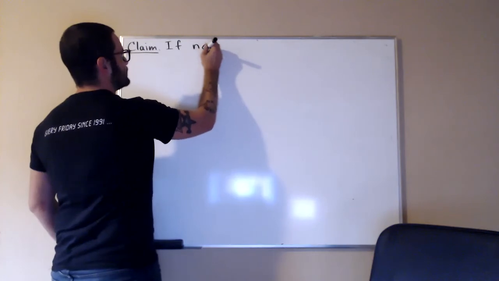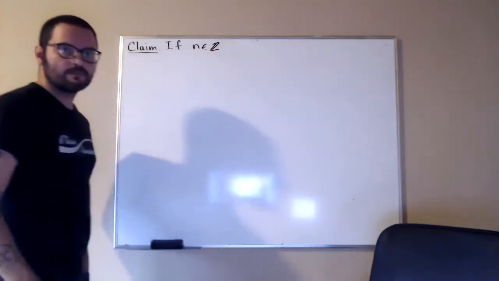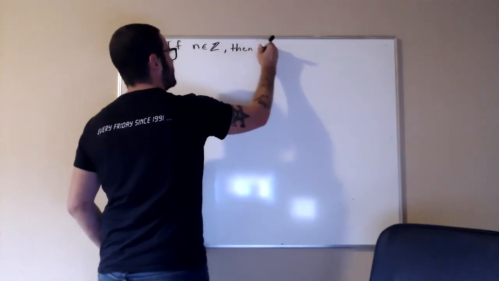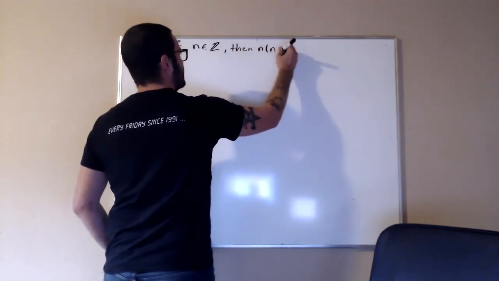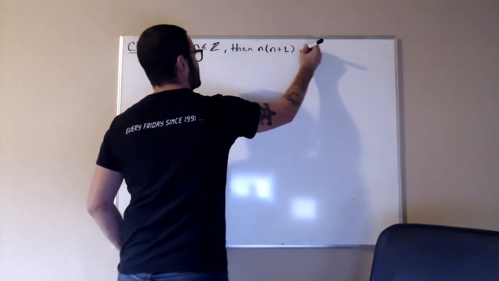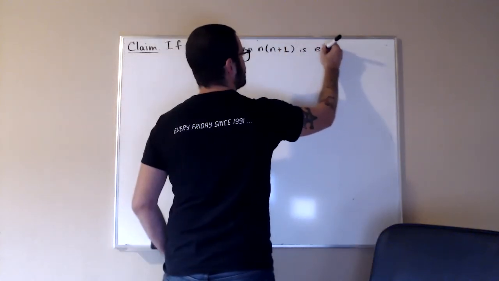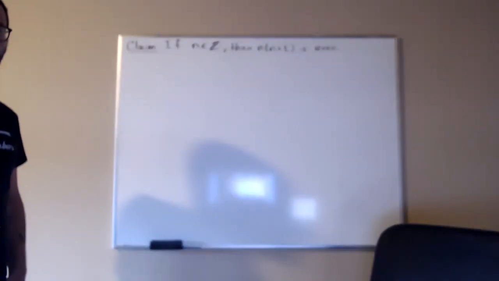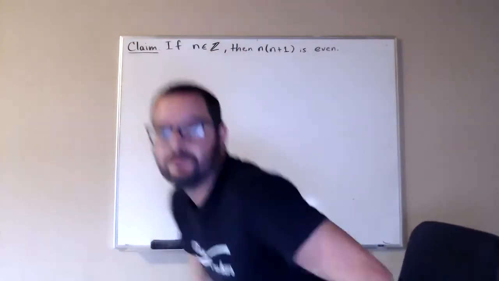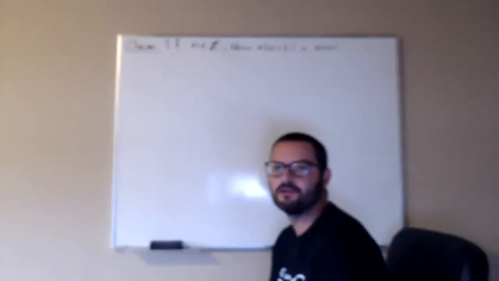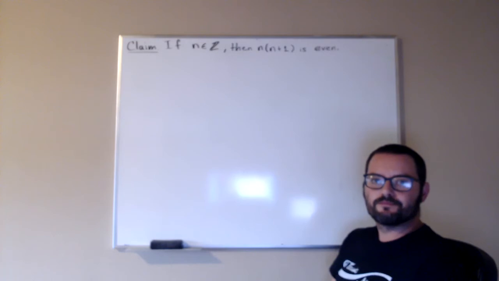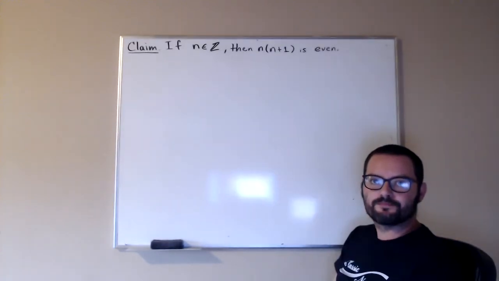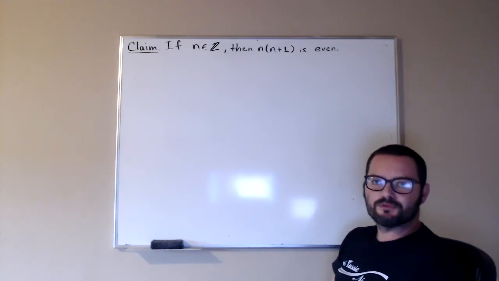So if n is an integer, okay, then n times n plus 1 is even. Okay? So if n is an integer, then n times n plus 1 is even. Okay? Maybe get it in focus there. There it goes. So how would we prove this?